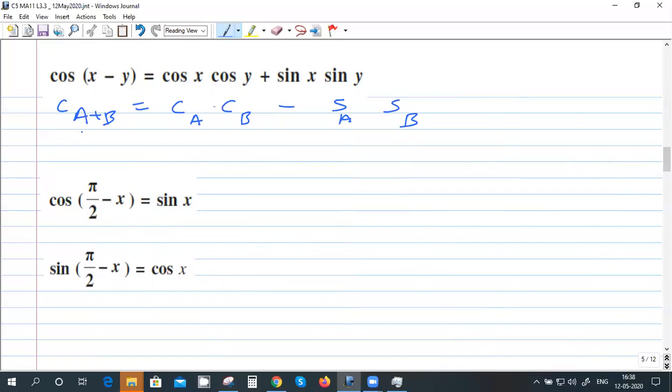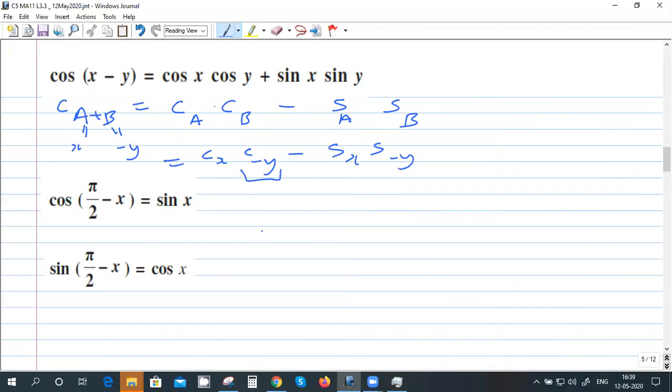So here in this one, I'll put A equal to x and B as what? What is my B? Minus y. Only then I'll get x minus y, right? So B is minus y. So here it will be cos x, cos minus y, minus sin x, sin minus y. For cos, I'm just using the symbol C, and for sin, I'm using the symbol S, and the angle I'm putting as a suffix. No confusion, right? And what is cos minus y?